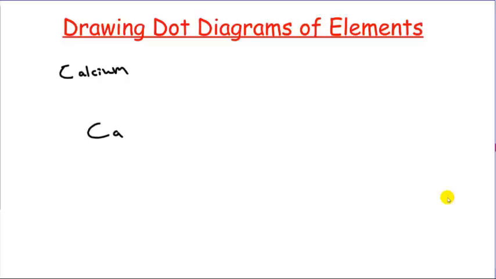So when we're drawing the dot diagram of the element, all we're doing is writing the atomic symbol of the element. In this case I was using calcium as an example. Its atomic symbol is Ca, and we're representing in this diagram the valence electrons that calcium has. There's only one rule that you have to follow for this type of diagram: you can only add a maximum of 2 electrons around each side of a symbol. In calcium's case, it only has 2 electrons, so it's going to look like this.